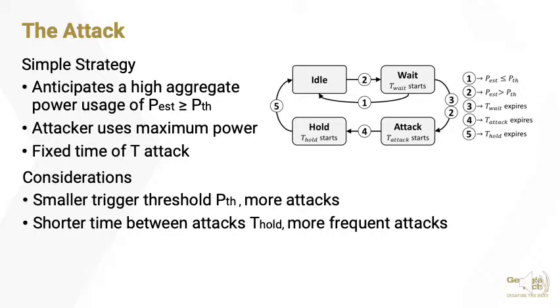This is important because the more attacks that are initiated, the higher the odds are of being detected by the data center, thus being evicted. A second consideration is the mandatory time between attacks, which is signified by T sub hold. The lower the value is, the more attacks can be triggered within an amount of time. For example, if T hold is 10 minutes, the process will hold or sleep for 10 minutes after an attack before it's able to go to an idle state and wait for another trigger.